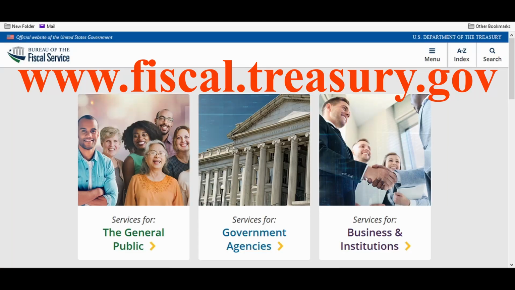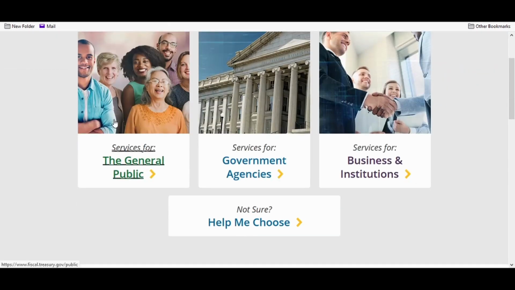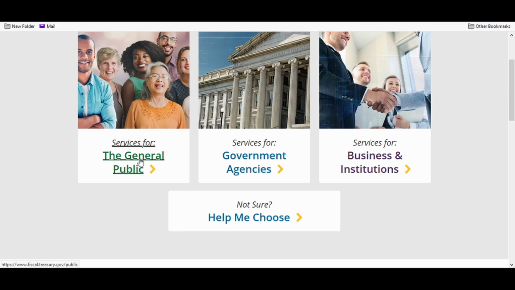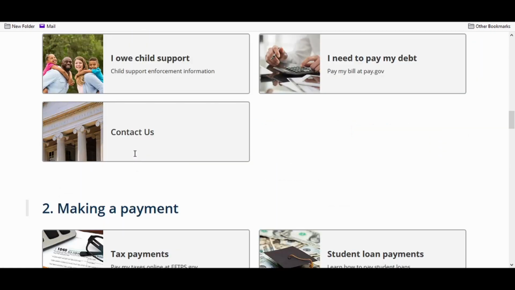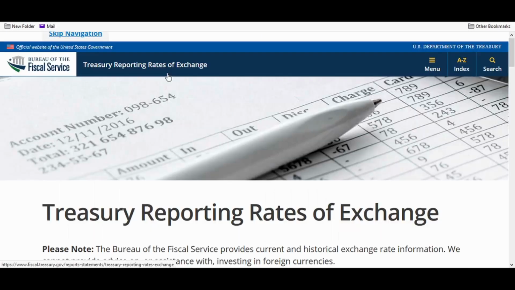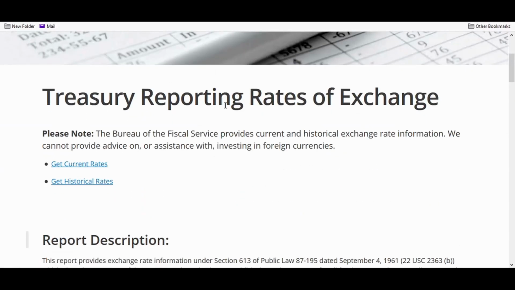So go to www.fiscal.treasury.gov. You'll come to this page, go to General Public, scroll down until you find Currency Exchange Rates. Treasury reporting rates of exchange, click on Get Current Rates.